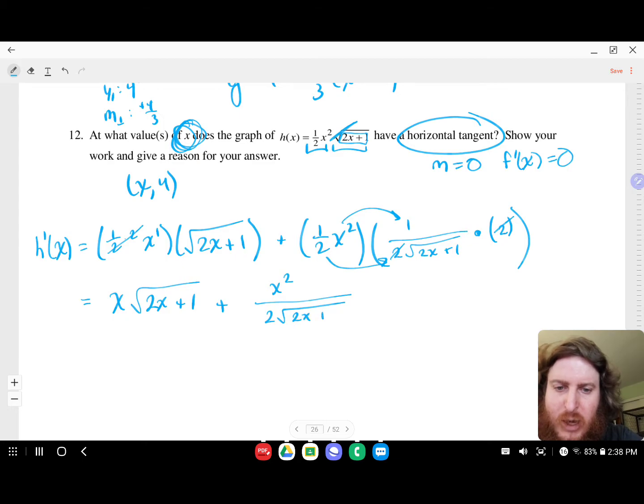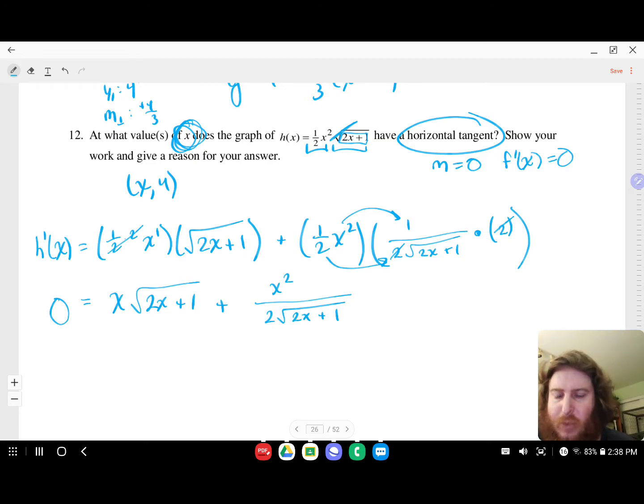Now if you didn't do that, that's okay. If you left it as half x squared times 1 over square root of 2x plus 1, that's okay. But I like to always kind of move my numerators and my denominators to make it look cleaner. Now, you could keep simplifying. You could lollipop the left side, multiply by 2 square root of 2x plus 1 over itself. But we don't need to do any of that because we're solving. So we're saying, when does the slope equal 0? So I'm going to say h prime of x is 0. Right? We're plugging in the slope as 0.